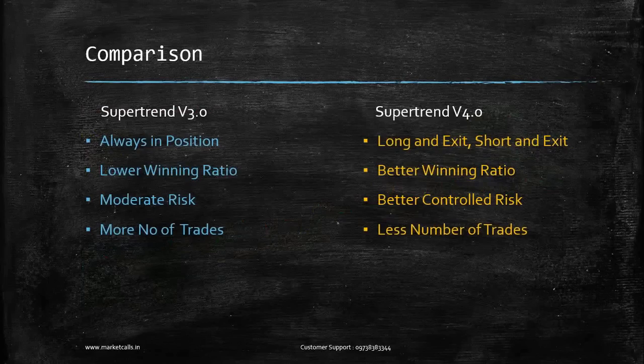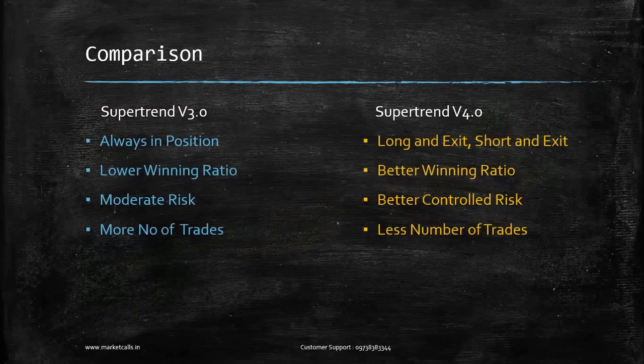If you try to do a backtest for Nifty futures or Bank Nifty futures, the risk is not very interesting. It is slightly risky to trade, and it gives you more number of trades. This is with respect to Supertrend version 3.0. It gives more number of trades when compared to Supertrend version 4.0.